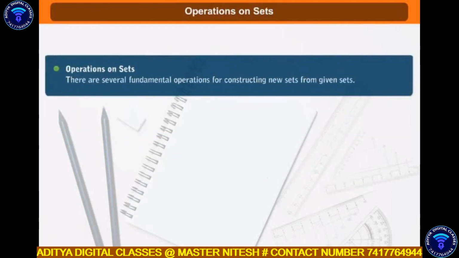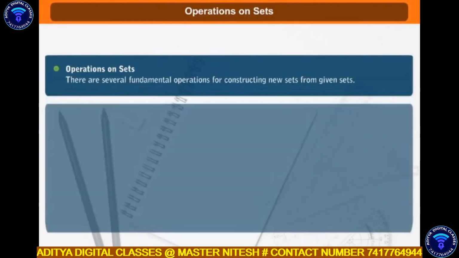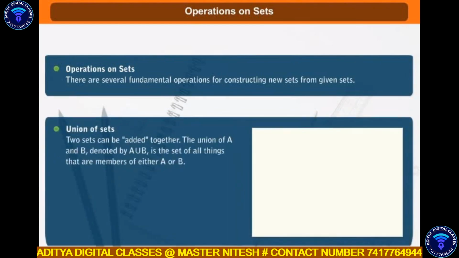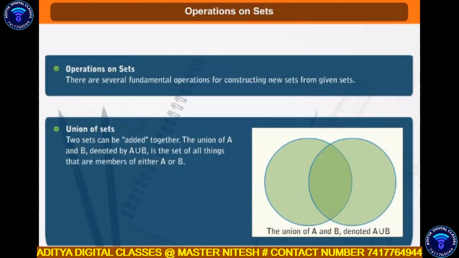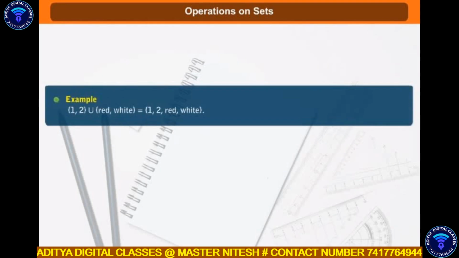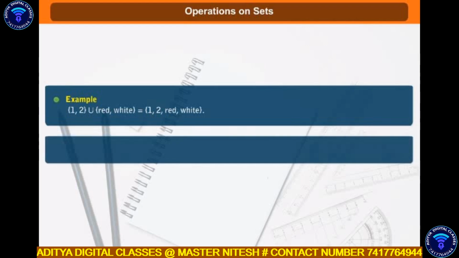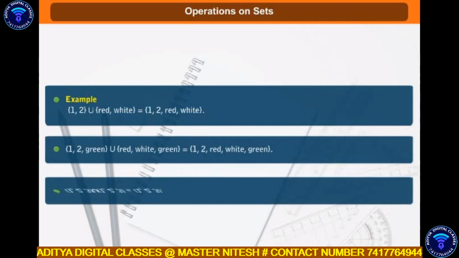Operations on sets. There are several fundamental operations for constructing new sets from given sets. The first operation is the union of sets. Two sets can be added together. The union of A and B, denoted by the union symbol, is the set of all things that are members of either A or B. Look at the examples. The union of two sets, one of {1, 2} and the other of {red, white}. Similarly, look at the other two examples.